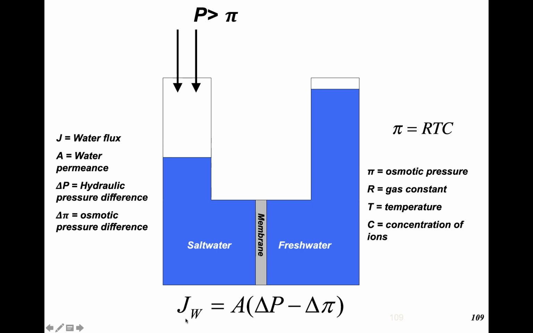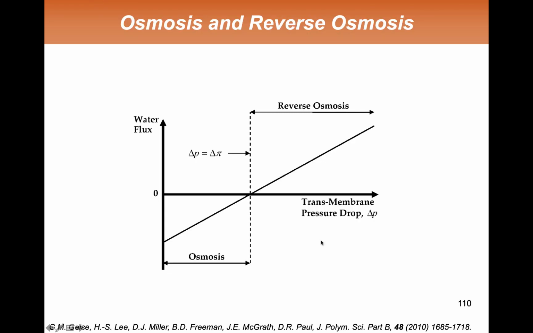And we would see that the flux of water was then linearly proportional to the difference in hydrostatic pressure minus the difference in osmotic pressure between these two aqueous solutions.